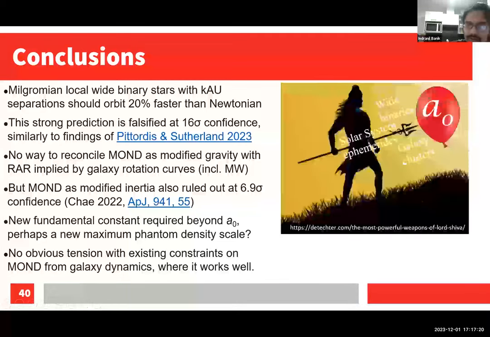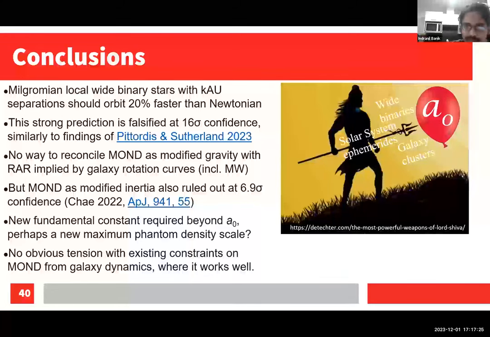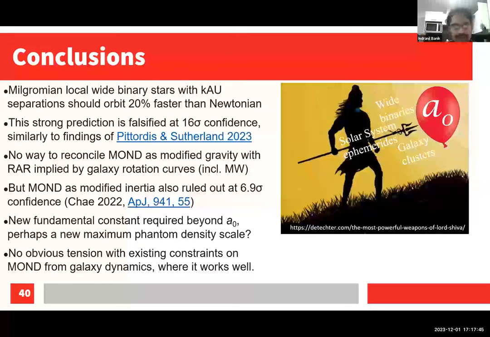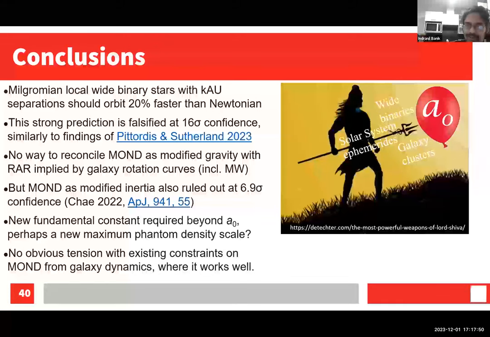However, there are very serious problems with the MOND model. This is just an illustration of the MOND balloon being attacked by a trident consisting of three prongs: the wide binaries, the solar system ephemerides, and the galaxy clusters. But the data from the outskirts, I mean, not the data from the inner regions, which can be fixed by adding dark matter, but the data from the outer regions, which can only be fixed by adding negative mass in a MOND context. That's all from me.